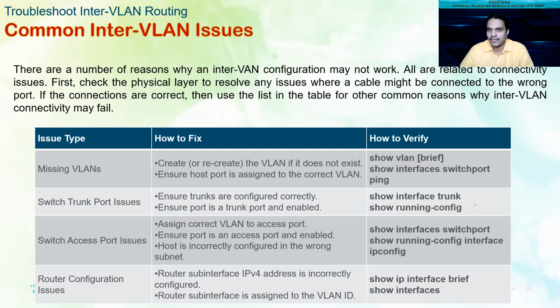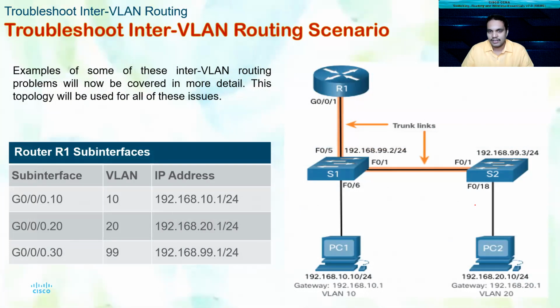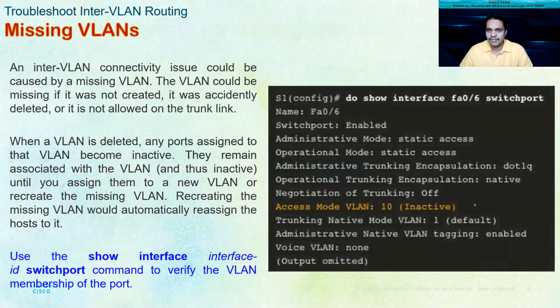So you can type in show IP interface brief. Now, if you see here, this is a common scenario which you have been working with. Now, missing VLANs, you can just type in show interface ID switch port command. You can check whether the VLANs are created or not, whether they are assigned to the ports or not. Usually, it's a human mistake: typing in a wrong VLAN ID number, completely forgetting about creating a VLAN, or sometimes accidentally deleting a VLAN. So these things have to be taken care of under this issue.